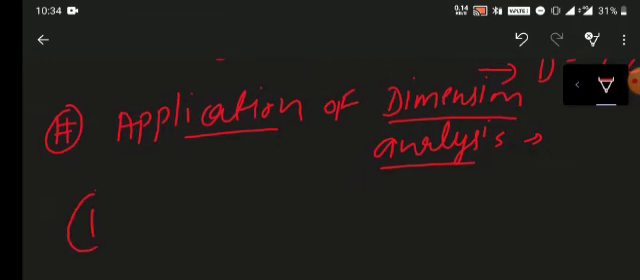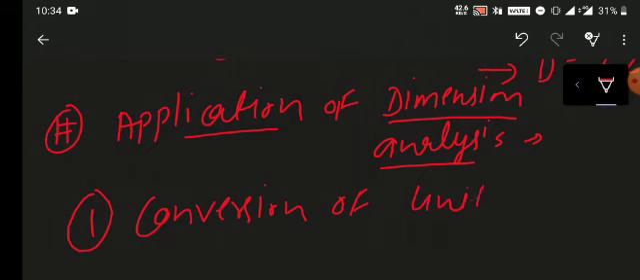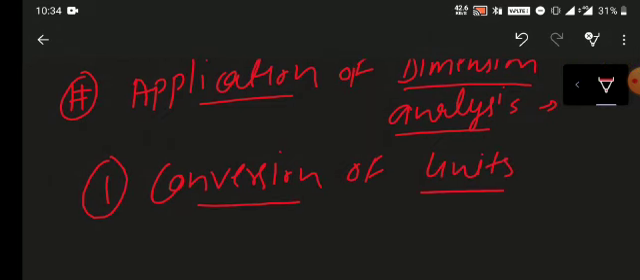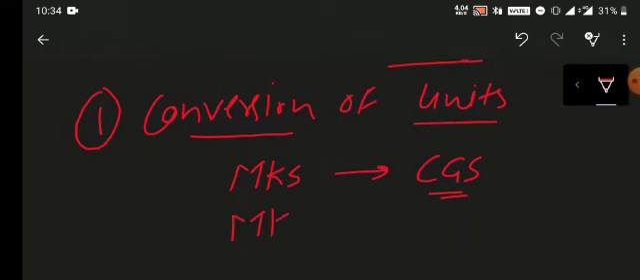Okay, the first is the conversion of units. Like you can change the units. Like if a unit having a MKS unit, you can change in a CGS. Also you can change a MKS unit into a SI unit. So this is the method we can change the units by the application of dimension analysis.